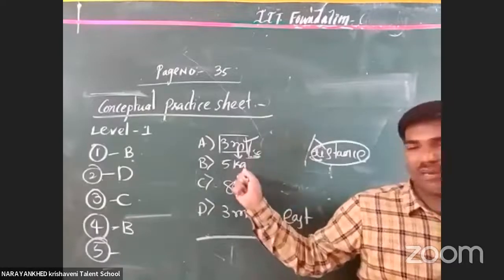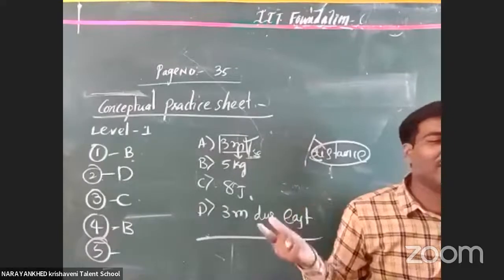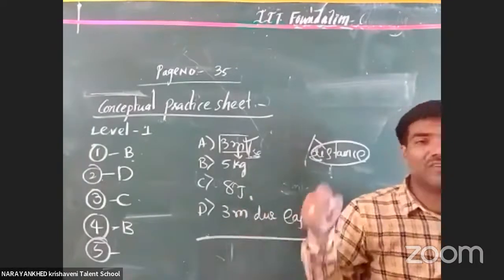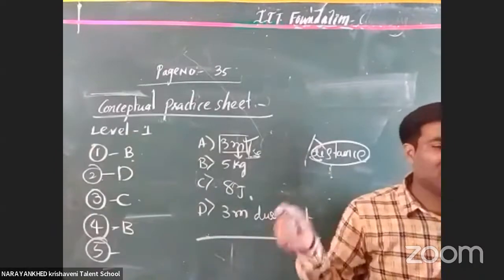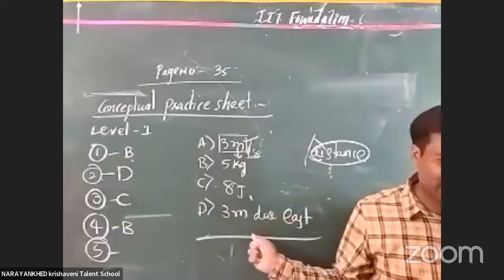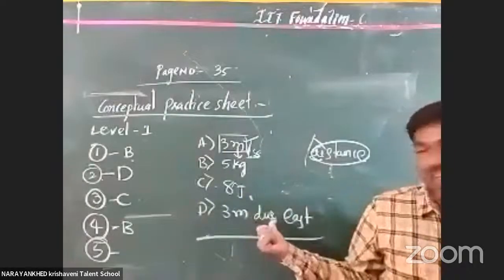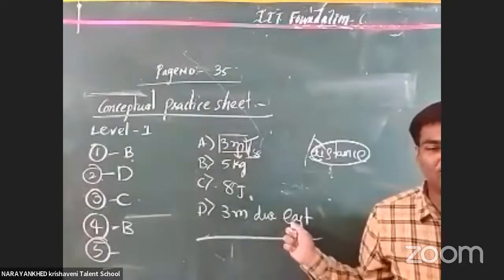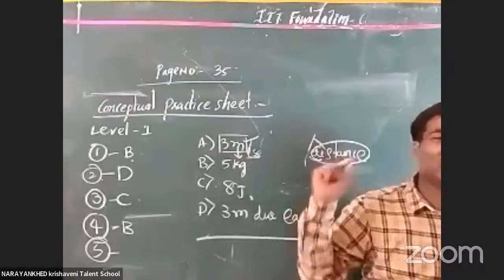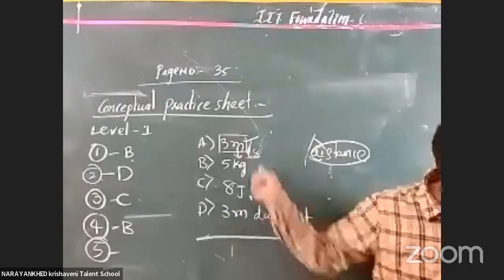Next, come to here. There is 5 kg. Kg is a unit for what? Mass. Mass is a scalar. 8 joules: joule is the unit for work or energy, so it is also a scalar only. Clearly they have given, no doubt at all. Already they gave a hint for you: 3 meters due east. East is a direction, so this is the vector. The remaining all are scalar.